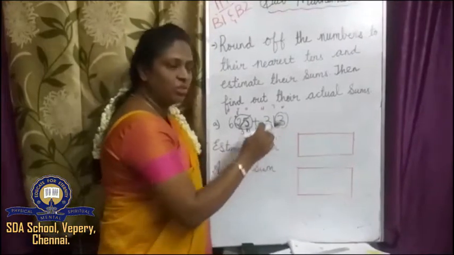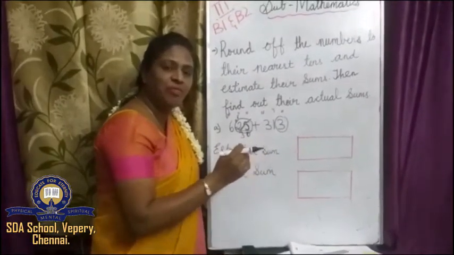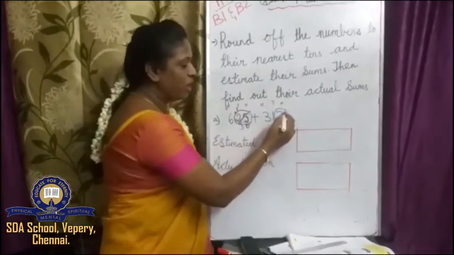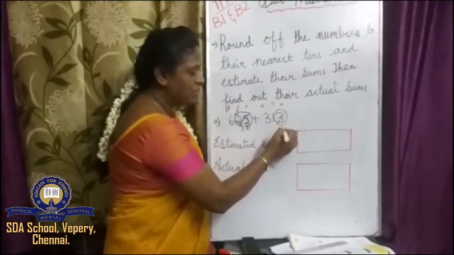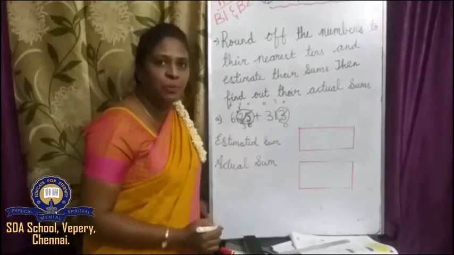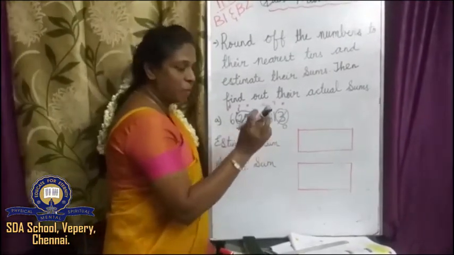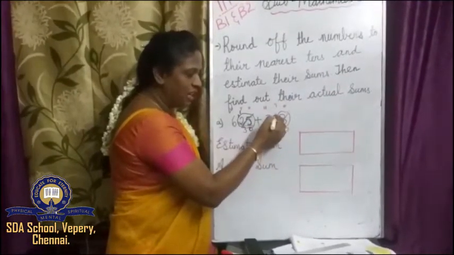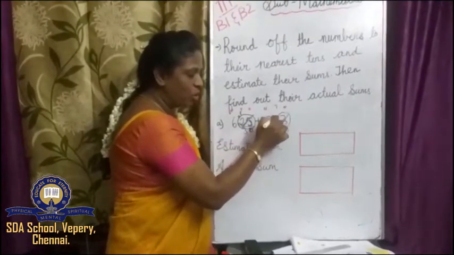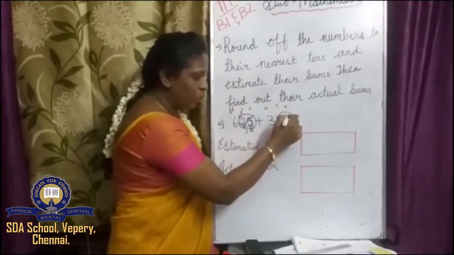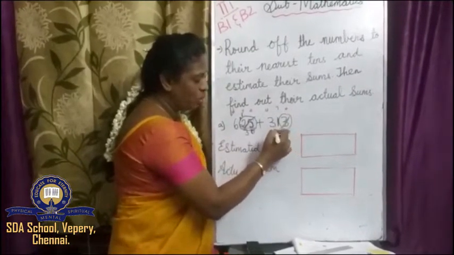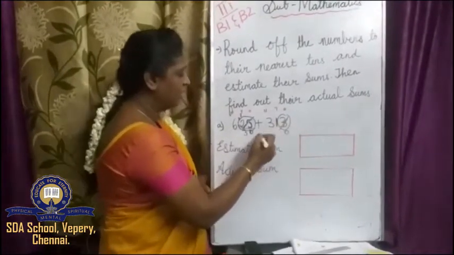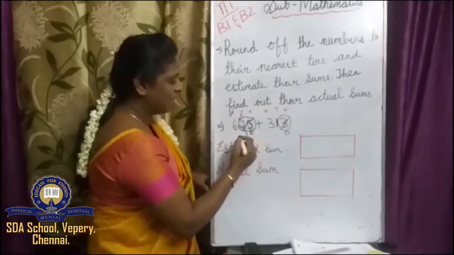Take the number in ones place. What is there? 3. Is 3 less than 5 or more than 5? It's less than 5. So in ones place you put 0. Children, be careful. Only if it's 5 or more do you have to change the tens place also. Now don't touch tens place. Only in ones place you put 0. So this will become 310. So this is the estimate.